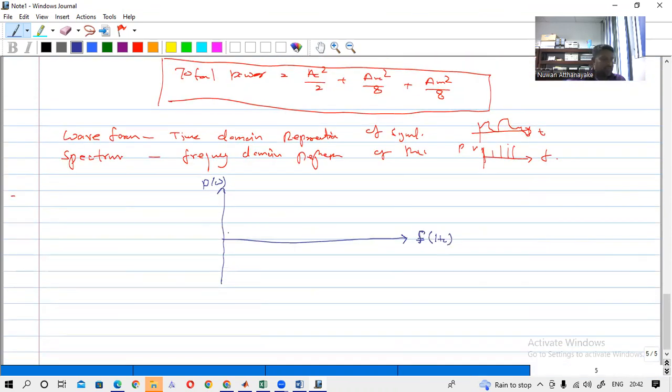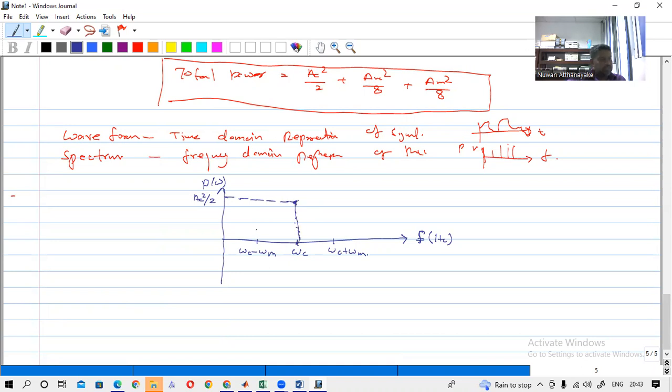If I mark the three frequency components, we have the carrier component omega c, another one omega c plus omega m, and another one omega c minus omega m. These are the three frequencies we have. The carrier frequency has power Ac squared divided by 2, which is the power of the carrier component. So it looks like this.